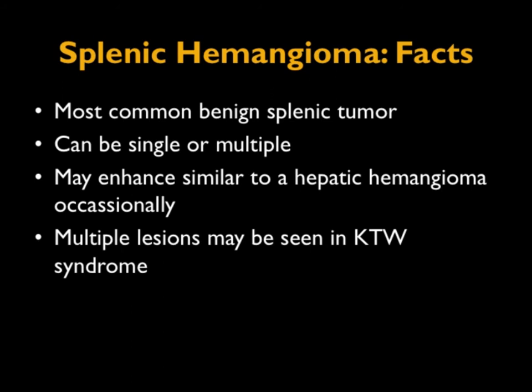Hemangioma is the most common benign splenic tumor and can be single or multiple. I mentioned the enhancement can be variable, and you can see multiple hemangiomas in syndromes like Klippel-Trenaunay-Weber.